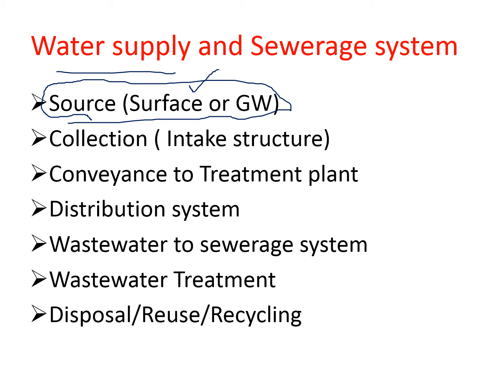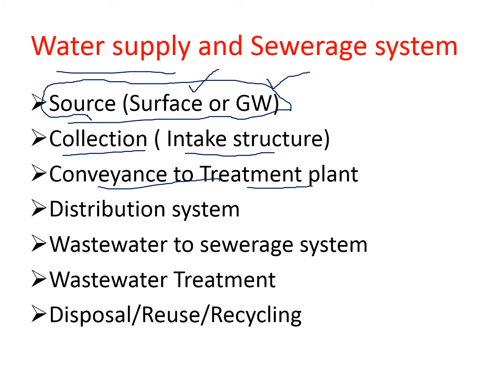It may be a surface water source or it may be a groundwater source. Generally for the surface water source, you have to provide a structure for collection, and that is called the intake structure. The intake structure is also one of the topics included in your syllabus. Once we are collecting water from the surface water source, it has to be conveyed to the treatment plant, that is the water treatment plant. This conveyance consists of pipeline.